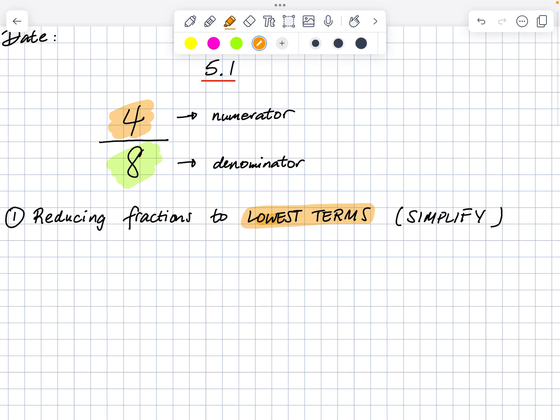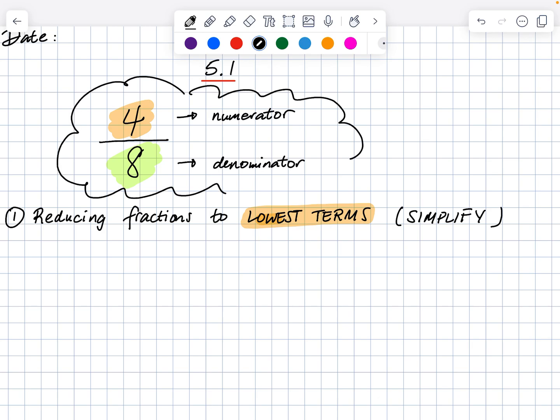Okay, so moving on. The first thing that we'll talk about is reducing fractions to lowest terms. So we're going to simplify. Now, hopefully by now, you've written down what we have here at the top. What we have here at the top is some important vocabulary that you need to remember. The top number of any fraction is called the numerator. The bottom number of any fraction is called the denominator. Again, the top number is the numerator. The bottom number is the denominator, and I'll be referring to those terms throughout the video, and you should always remember that when we're thinking about fractions too.